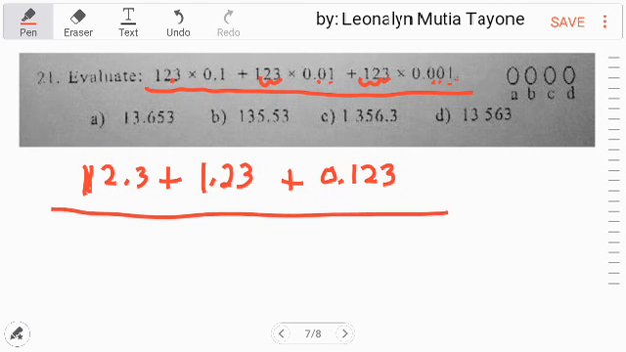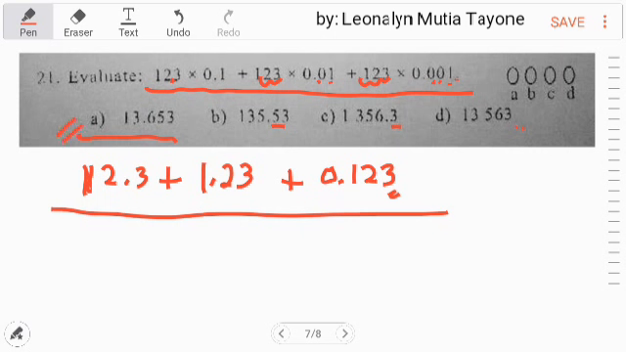Kung i-add mo yan, mag-align ka. So, ito yung pinaka-last. So, dapat ang pinaka-last ay 3. At dapat tatlo yung nasa decimal places natin. So, asan ba yung tatlo? Ito lang namang letter A ang may tatlo. Dito, dalawa lang. Ito, isa lang. At ito naman, wala. So, ang sagot dito ay letter A.